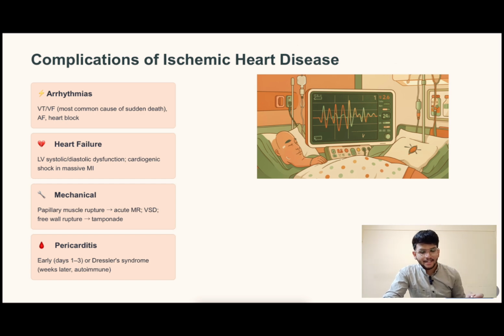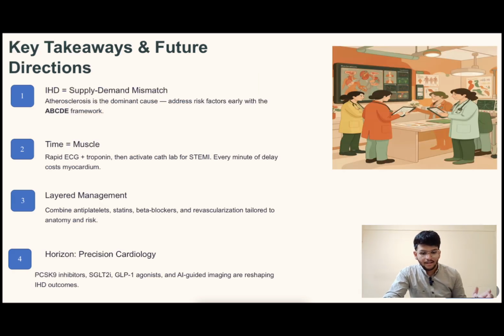Complications of ischemic heart disease are arrhythmias, heart failure, that is LV failure, diastolic dysfunction, cardiogenic shock, and mechanical damage, where papillary muscle rupture causes acute MR or ventricular septal defects. Pericarditis can also occur.